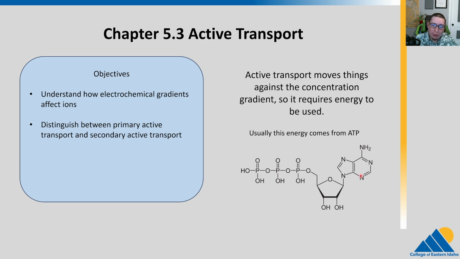ATP is a nucleotide, and it has 3 phosphates on it. Each of these phosphates contains a bond here, and that bond is stored energy that can be used to do work. So we're going to talk about electrochemical gradients first. Then we'll talk about primary active transport versus secondary active transport here.